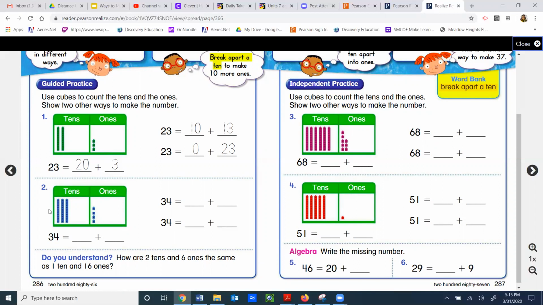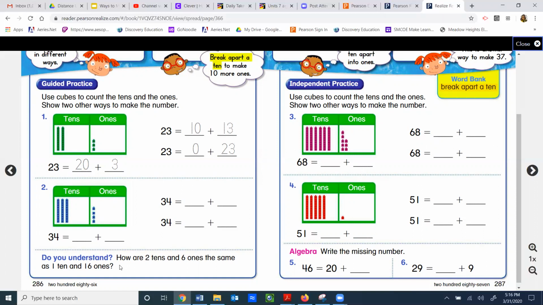Number 2, the number that's being represented is 34. You have 3 tens and you have 4 ones. And so you are going to practice breaking apart the 10 and then figuring out other ways to make numbers. Before you do that, make sure you write the expanded form here of what 34 is. How many tens is it? How many ones is it? And then over here, you're going to practice the breaking apart.